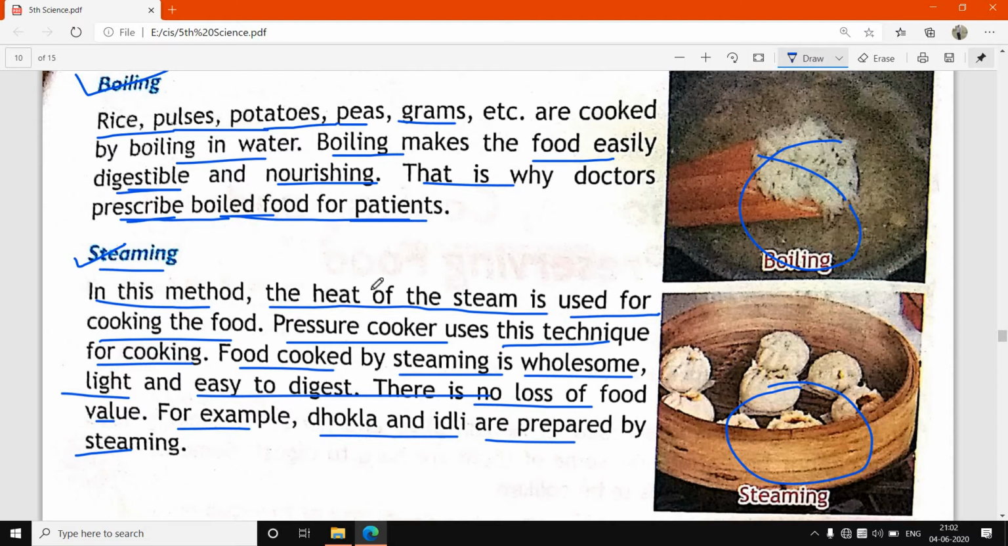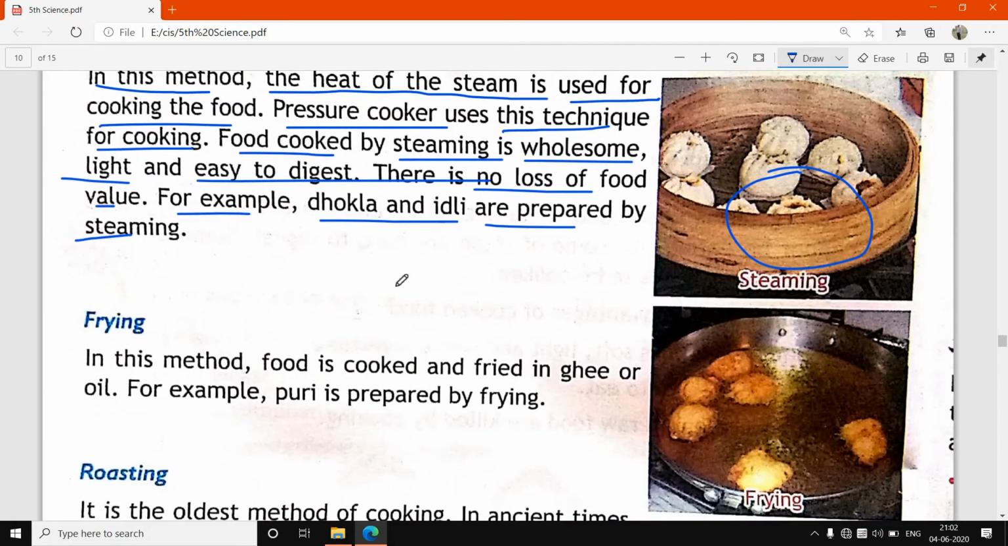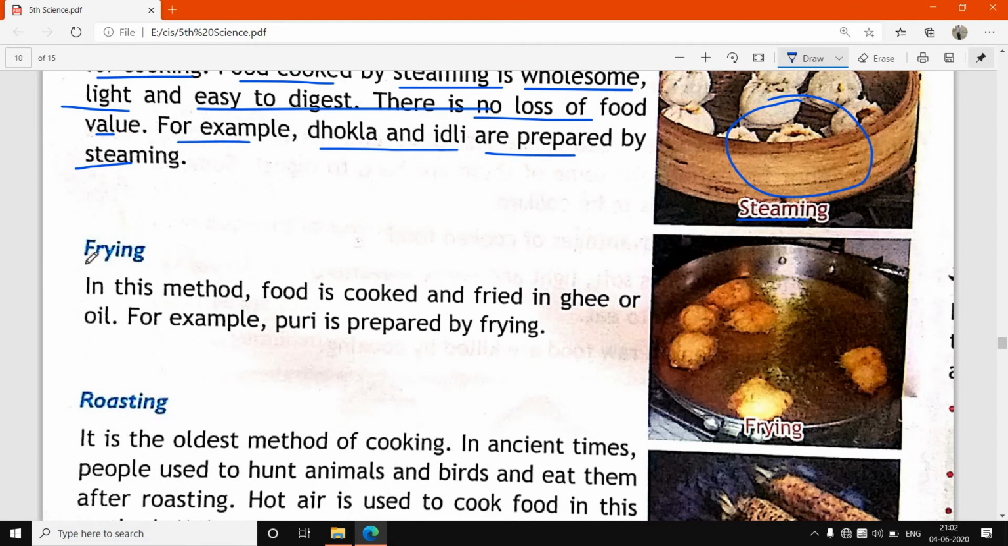So we know that this is a method of cooking food. In this we use steam for heat. Pressure cookers use this technique for cooking. जो हमारा स्टीमिंग का प्रोसेस है, प्रेशर कुकर के द्वारा यही प्रोसेस यूज किया जाता है. इसमें हम स्टीम को यूज करते हैं किसके लिए? फॉर कुकिंग फूड. सो दिस इज आवर सेकंड मेथड, दैट इज स्टीमिंग.